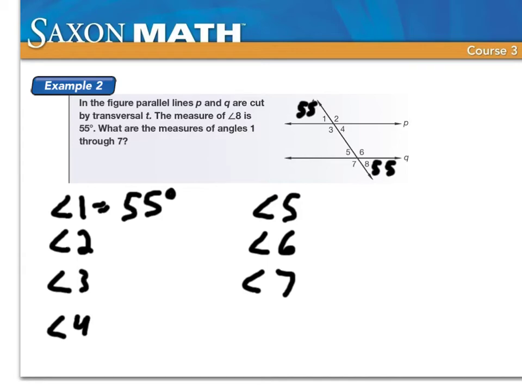Well, if we know angle 1, we should also know angle 4, because you remember what kind of angles these are called when they're across from each other like this? These were called opposite or vertical angles. So if angle 1 is 55 degrees, angle 4 has to be 55 degrees as well. And the same thing, angle 5 here has to be 55 degrees because it's an opposite angle with angle 8.